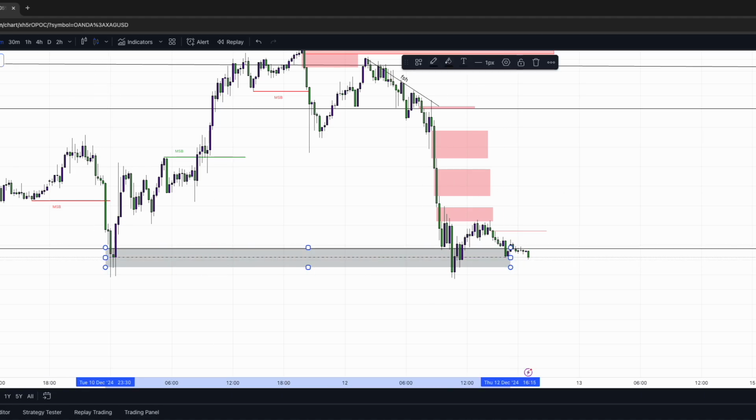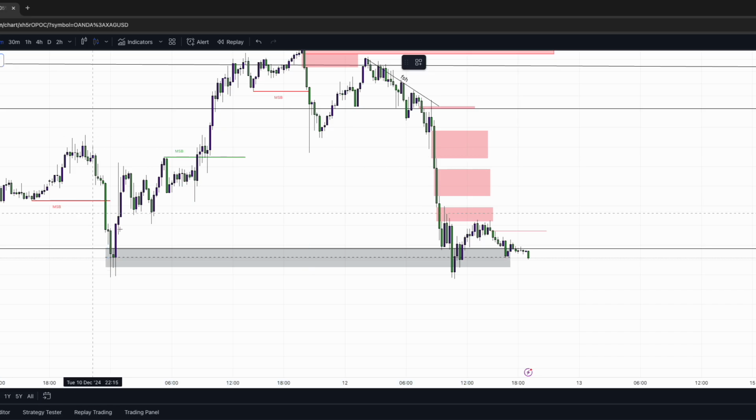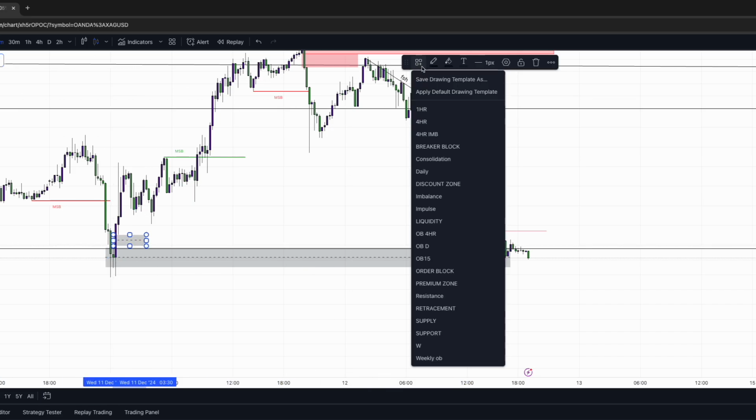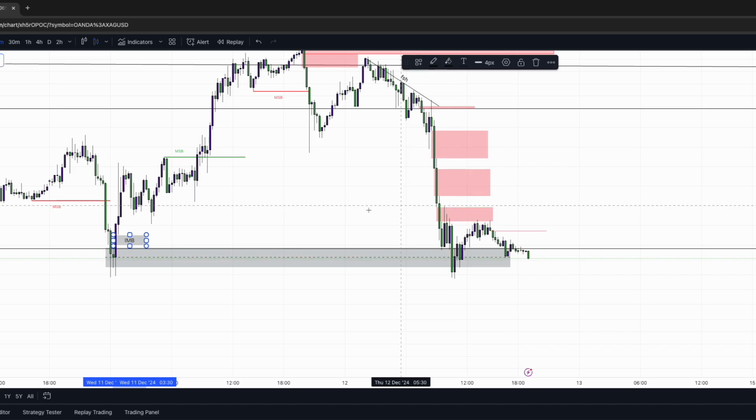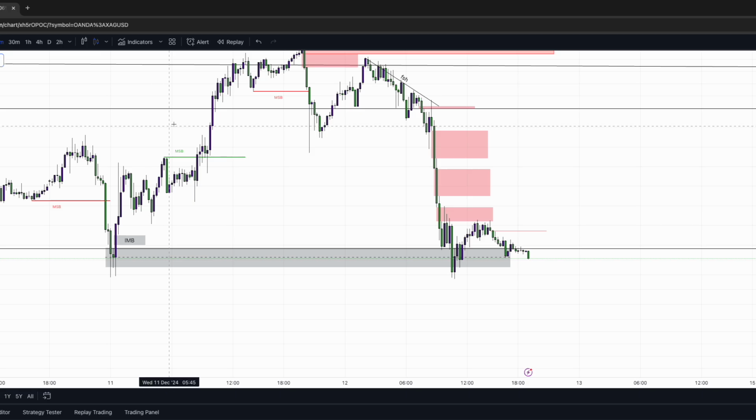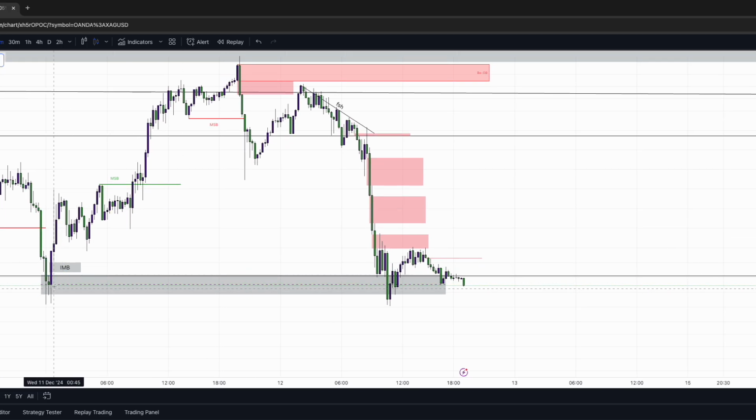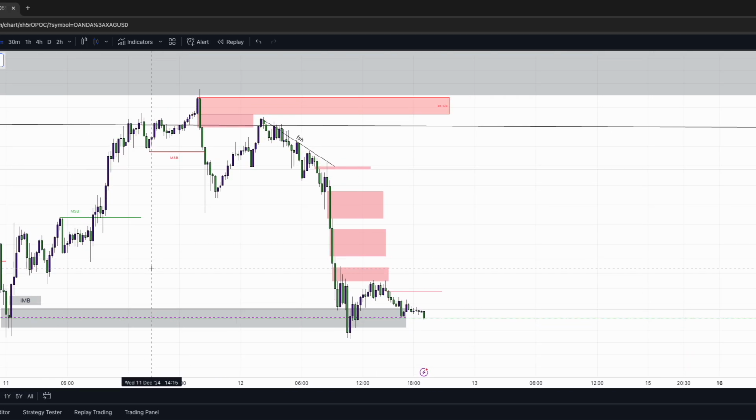And then this right here was an open fair value gap. Change that to fair value gap. Fair value gap and imbalance, same thing. Okay, so this is my inbound work. So this was open. So my TP essentially was this target. This was my target area, which was 2680.